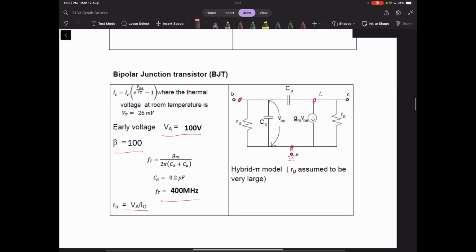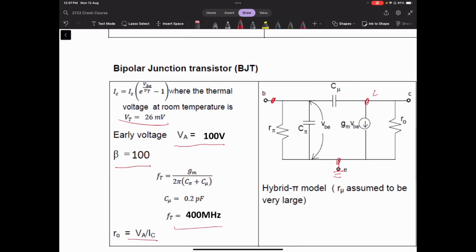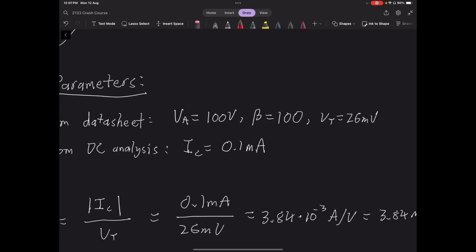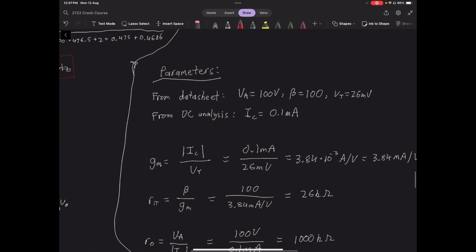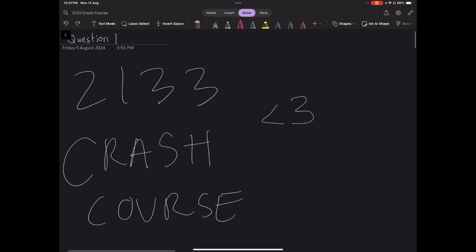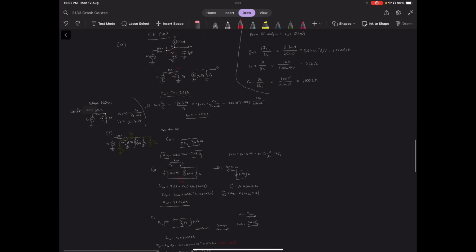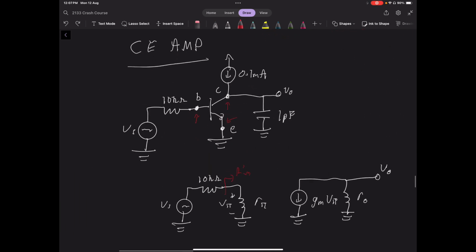The thermal voltage doesn't really change, but I believe we have been given that here, so that is all good. All we need to then do is find IC at DC. When we do DC analysis, we get that to be 0.1 milliamps. Just to explain how we got that, if we're looking at the circuit here, the collector current IC is here, which is the current into the collector. Thankfully for us, we are given a DC current source of 0.1 milliamps there. So we don't need to do any maths to calculate that; it's 0.1 milliamps, and we can just read that straight off.